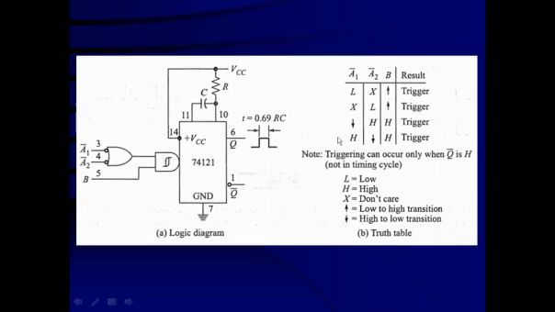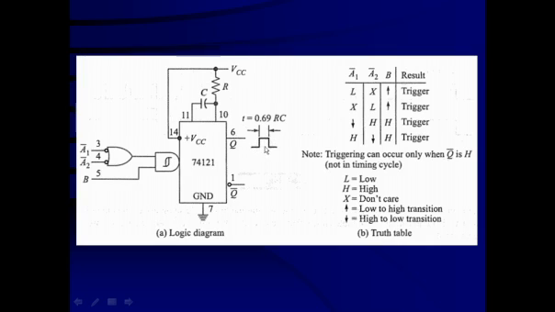So to make a negative transition, either A1 bar makes a negative transition or A2 bar makes a negative transition. Then the other input should be high. A2 bar is supposed to be high and B is supposed to be high, or A1 bar is high and B is high. Then the trigger terminal, the output of this AND gate, that is the trigger to the 74121, makes a transition from false to true, and that means the circuit is triggered and the output makes a transition from the stable state to the unstable or quasi-stable state.